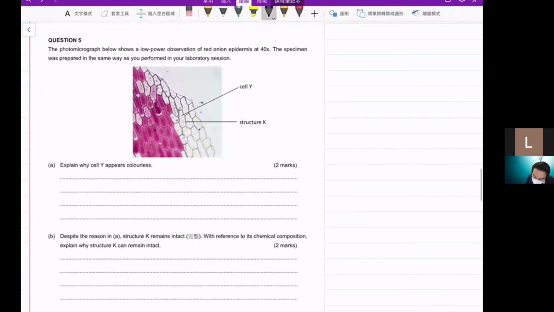Question 5. You see here, all cells have a red pigment inside, but cell Y does not have red pigment. Why?